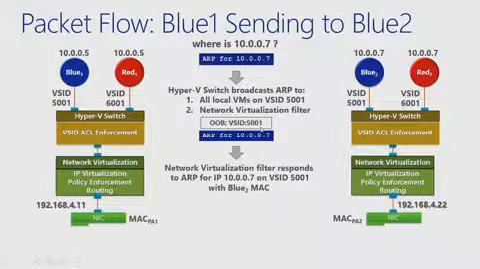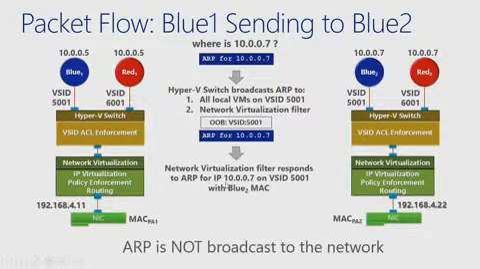So it says, okay, for this VSID, I want to find 10.0.0.7. The network virtualization filter, so this section here, responds to say, okay, it's over here. Because it's got that information because VMM has provided it in the network policy table. So it's provided that back. It's not broadcast on the network. So the network virtualization filter has said, here's the ARP for 10.0.0.7 on this particular VSID 5001 and the MAC address of the VM.